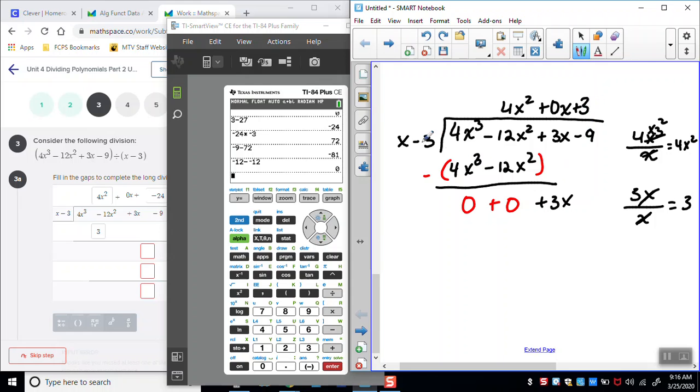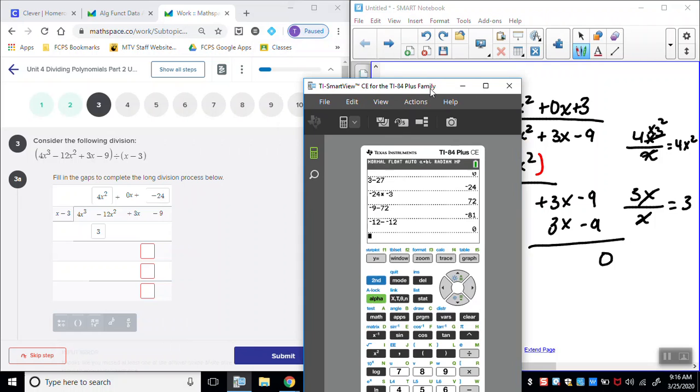Multiply it out, so you have 3 times x is 3x. Oh, don't forget to bring down the negative 9. 3 times negative 3 is negative 9. Okay, and then when I subtract it out, I get 0 again. So I don't really have a remainder.